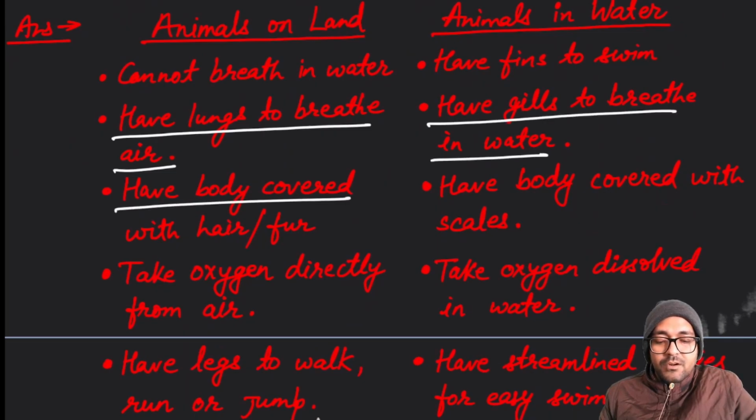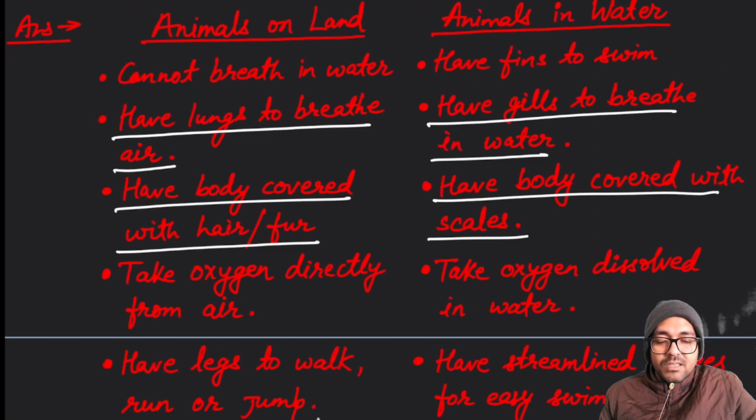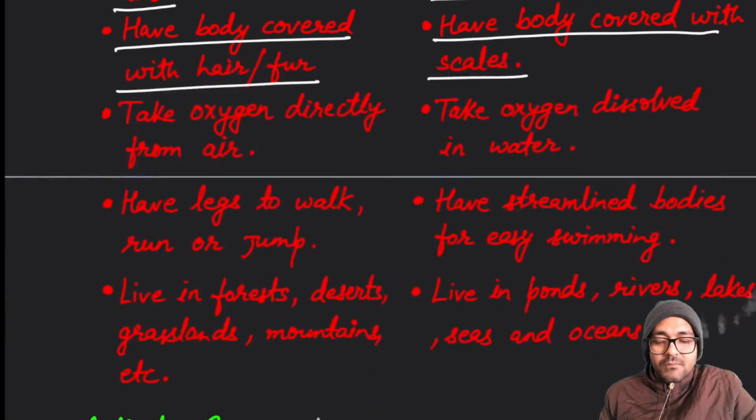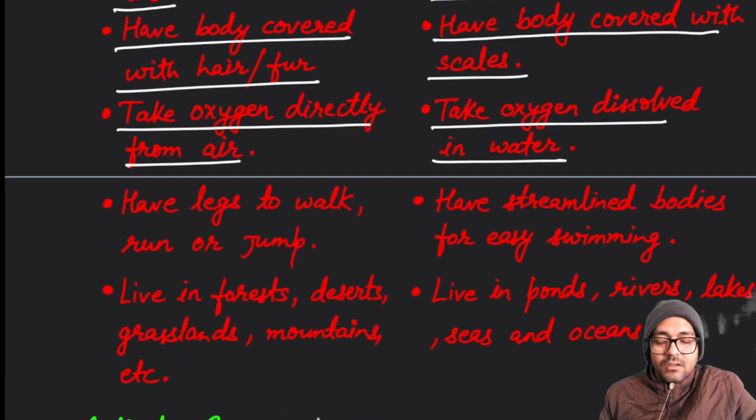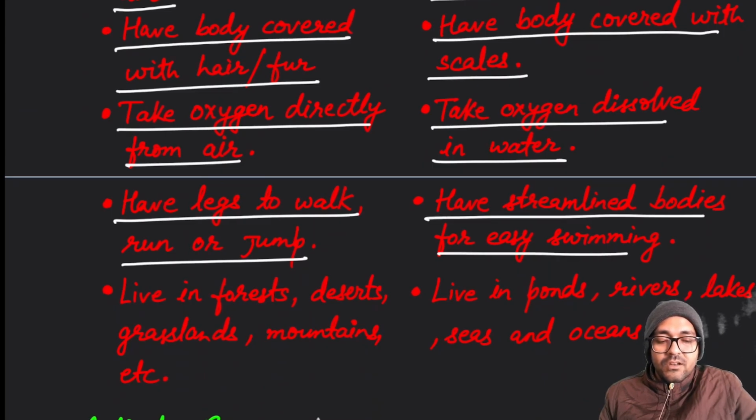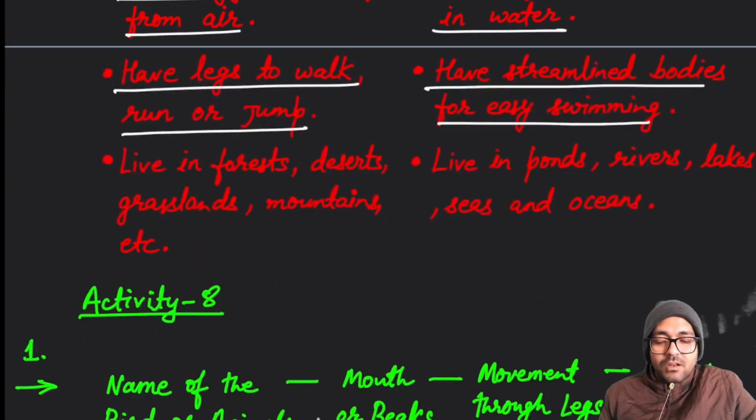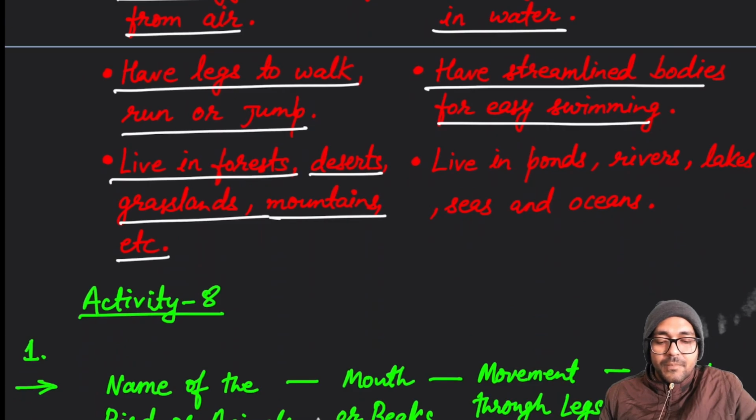Animals on land have body covered with hair or fur. Animals in water have body covered with scales. Animals on land take oxygen directly from air. Animals in water take oxygen dissolved in water. Animals on land have legs to walk, run or jump. Animals in water have streamlined bodies for easy swimming. Animals on land live in forests, deserts, grasslands, mountains, etc. Animals in water live in ponds, rivers, lakes, seas and oceans.